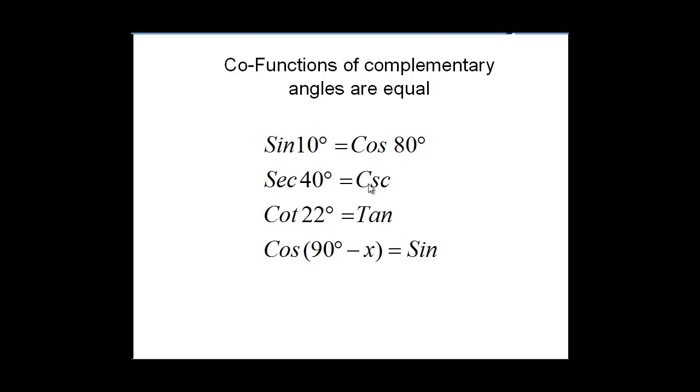Secant and cosecant are cofunctions, so 40 will relate to 50. And again, if you take your calculator, secant of 40 is the same as cosecant of 50. Okay, cotangent of 22 is going to be the same as tangent, its cofunction, of 90 minus 22, which is 68. Cosine and sine again are cofunctions. If one of them is 90 minus x, the other is x, because if you take x and add it to 90 minus x, you will get 90.